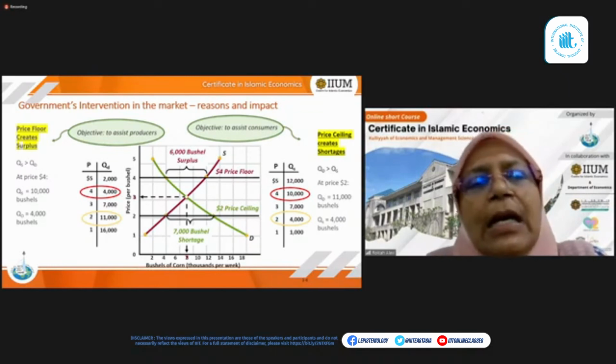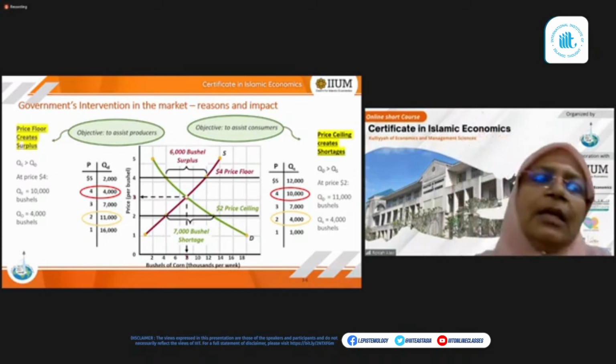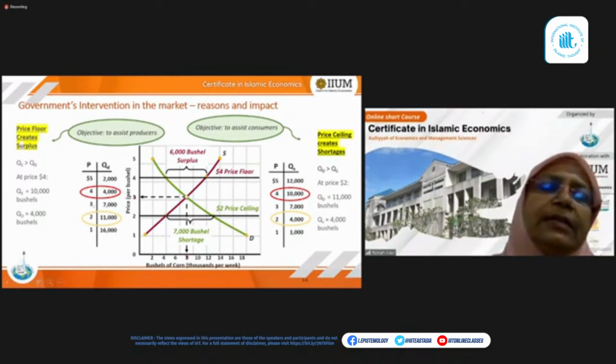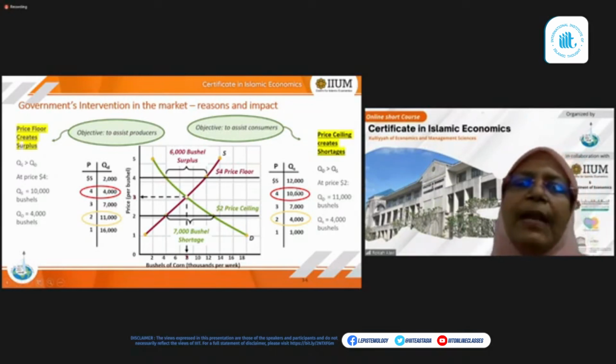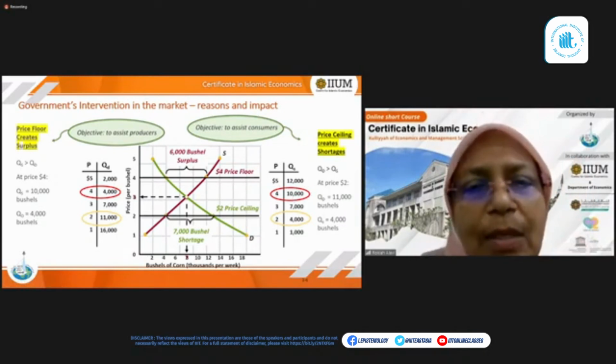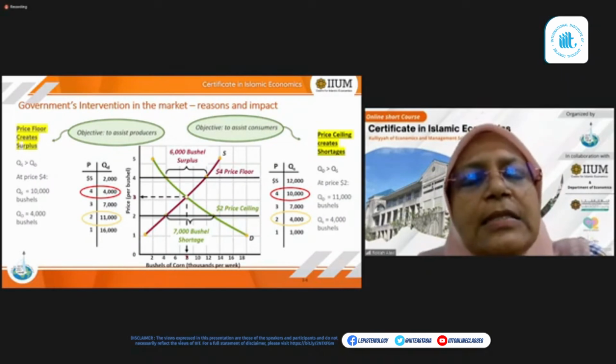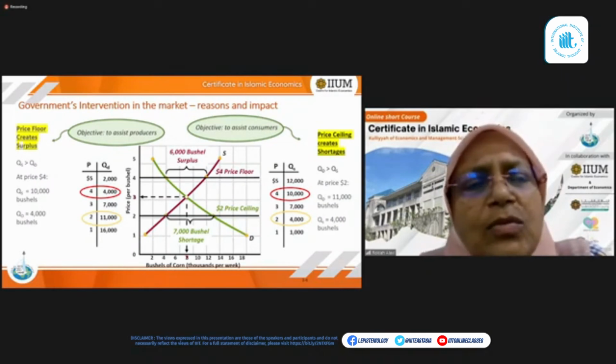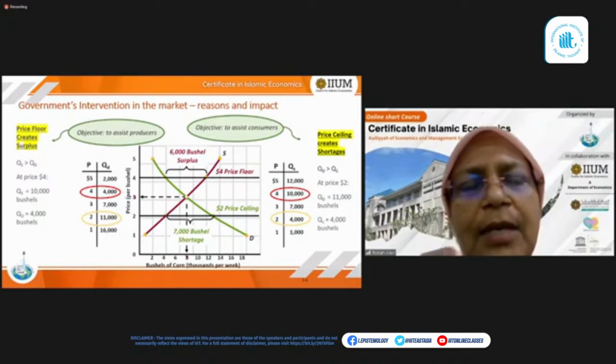What is the implication? At $4, you see the red circle, demand is 4,000, supply is 10,000, supply more than demand. When supply is more than demand, we call this a surplus, or overstock. This is a common practice, not so much in developing countries, but it is a common policy implemented in developed countries, especially in Europe and the US for agricultural products.